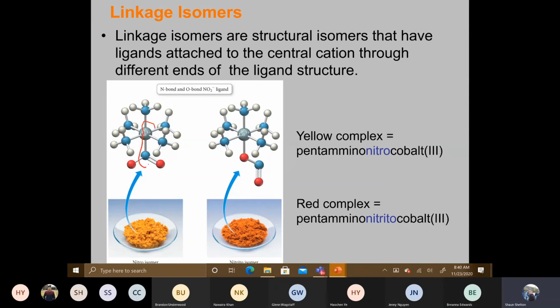If you look at this one here, you see cobalt attached to the nitrogen itself, so that would be nitro. Now, if you look at the next one, the cobalt is attached to the oxygen versus the nitrogen, so that would be nitrito. The color changes because of the attachment on the cobalt and the nitro group. So yes, the placement of the attachment to the ligand makes a big difference in the colors we perceive.